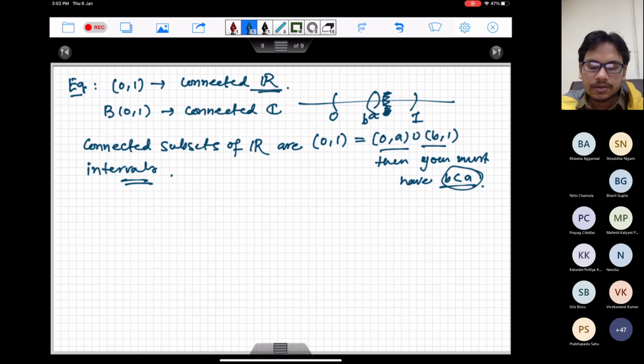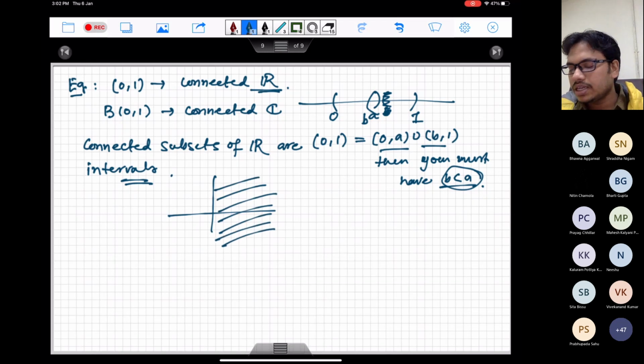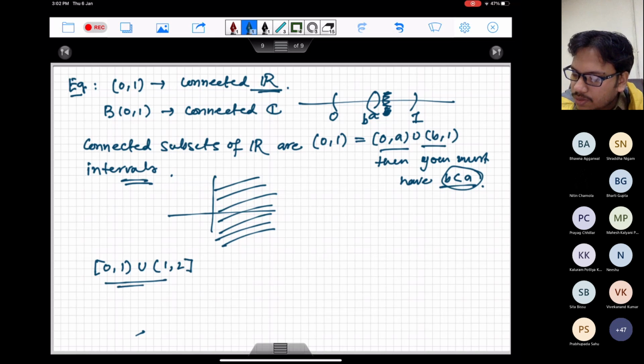But of course, that does not mean that in C the connected subsets have to be only open balls. In C you can have various types of connected subsets. So for example, if I take a half plane, that's going to be connected and things like this. In R, of course, our choices are limited. One subset I can give you as an example which is not connected in R is this one.